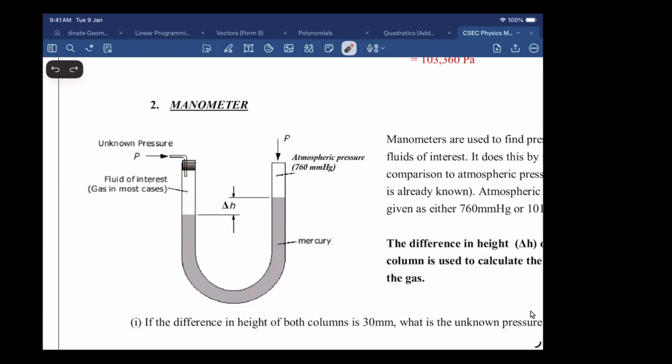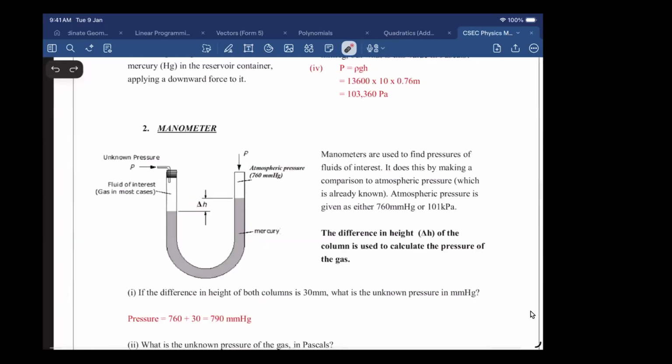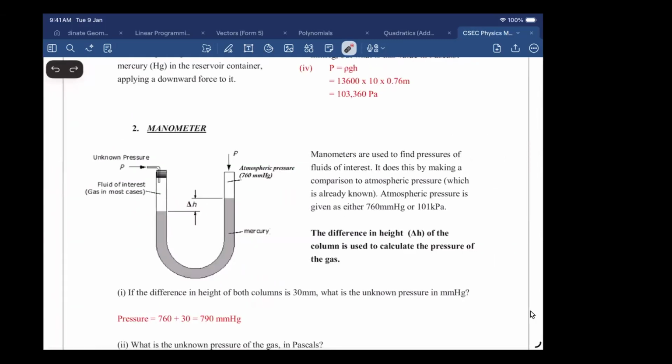Okay, good. I agree that if this side was open to the atmosphere, it would have been at the same level. But because we have unknown pressure, and this unknown pressure seems to be very high, it's pressing down on this fluid and it's causing it to rise. And that's the explanation for why it's uneven and there's a height difference, because the two pressures are not the same.